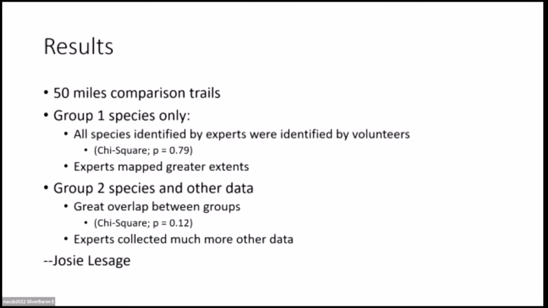And so the experts tended to map greater extent. They tended to map larger covers and larger plots. And when it comes to the group 2 species, again, there was a great deal of overlap, but the error around the nature of the data gathered was higher. And experts collected much more. The level of expertise correlated with how much of that extra data you gathered, and experts by and large collected the most of it. So that is to say that these individuals, even if they had a lot of botanical experience, did stick in large ways to the protocol.